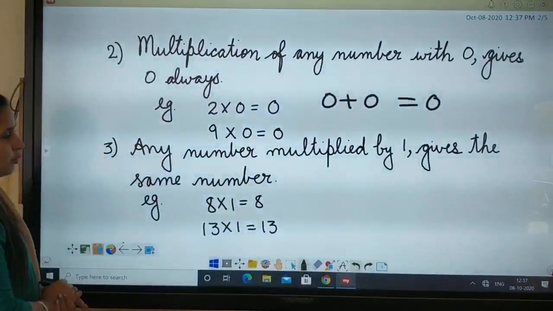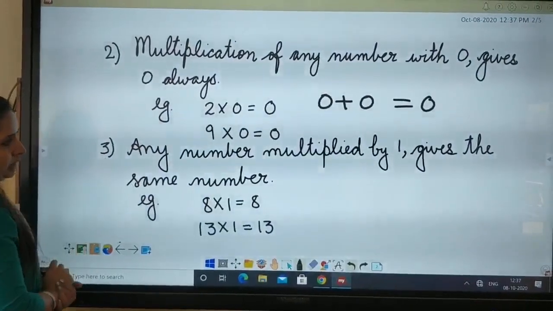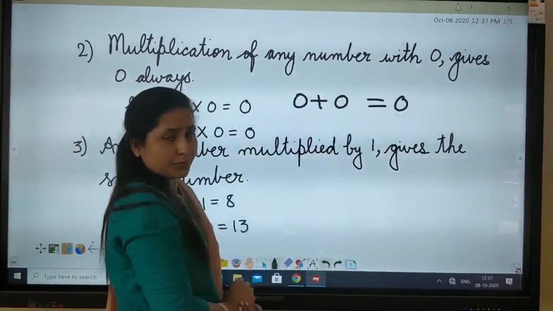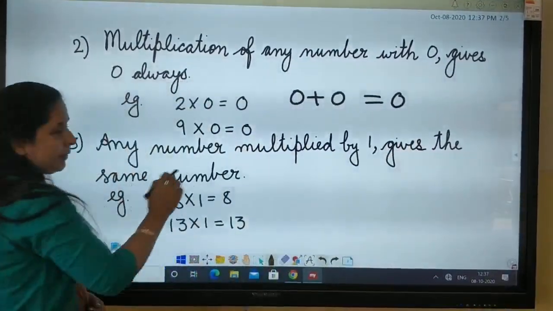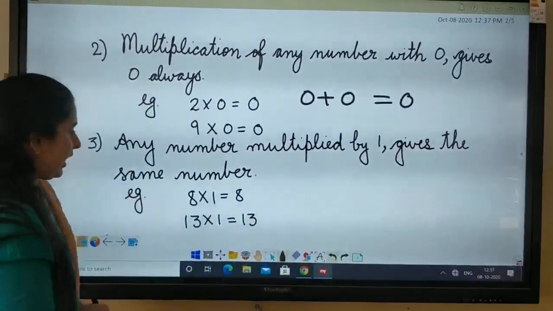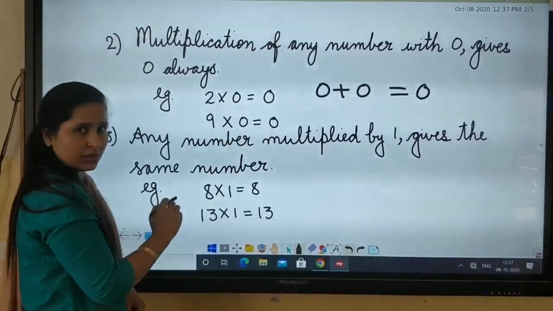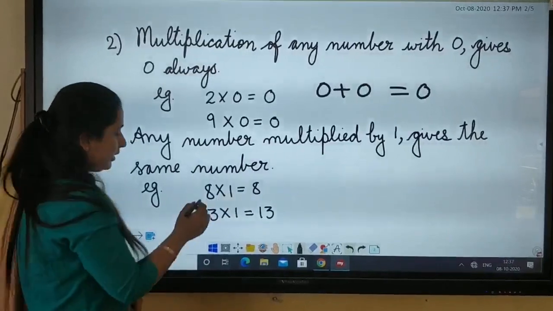Now, what is the next property? Property number 3: any number multiplied by 1 gives the same number. If you are multiplying a number, for example 8, 8 multiplied by 1, the answer is the same number, 8.